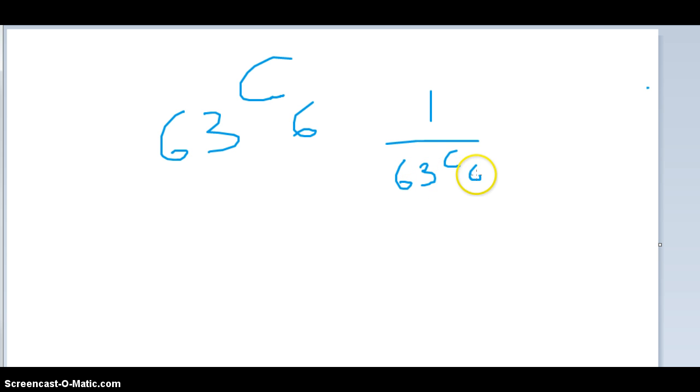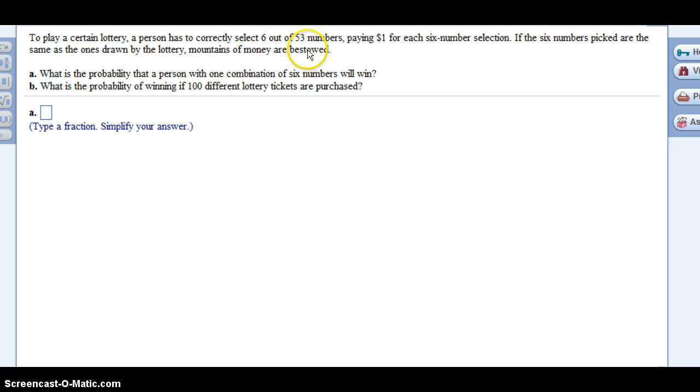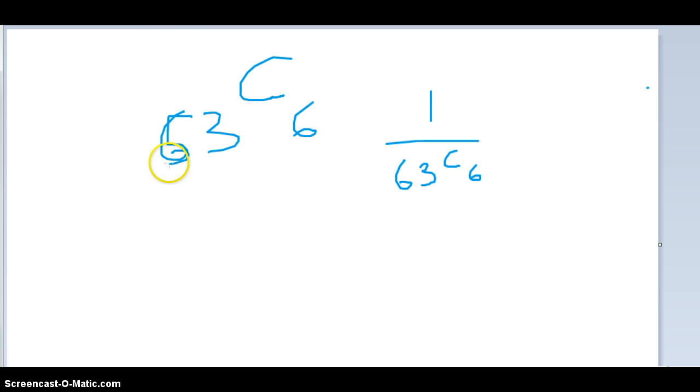53 choosing 6, or was it 53 numbers? Oh, only 53 numbers. I've been typing that in wrong. Sorry, 53, not 63 numbers. Sorry about that. So this is your probability if you just buy 1 ticket, and that's what part A was asking. You have a 1 chance out of all of that.